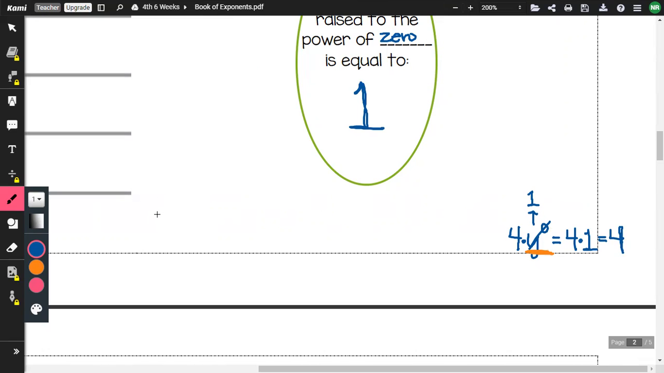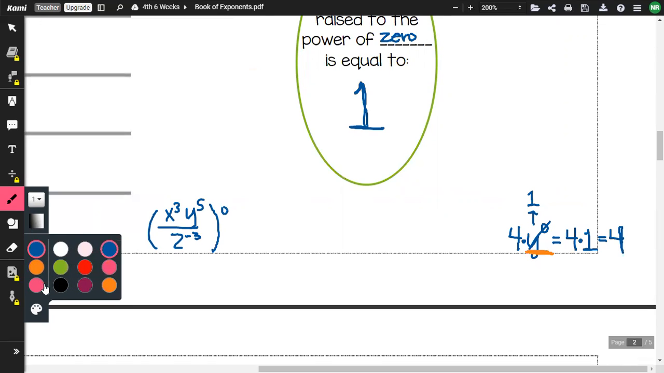An example where there are no other parts, let's say, for example, we have x cubed y to the power of 5 over z to the power of -3. Everything raised to the power of 0. What answer does that give you? 1. Why? I have 3 different parts. How do you know it's 1?